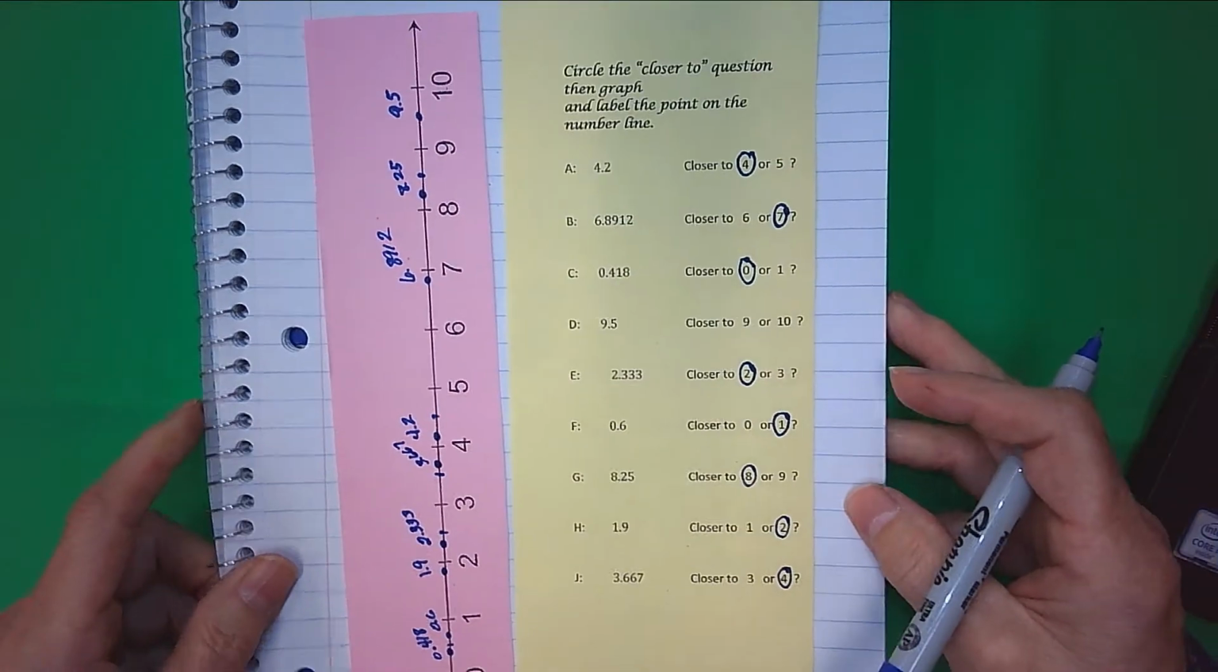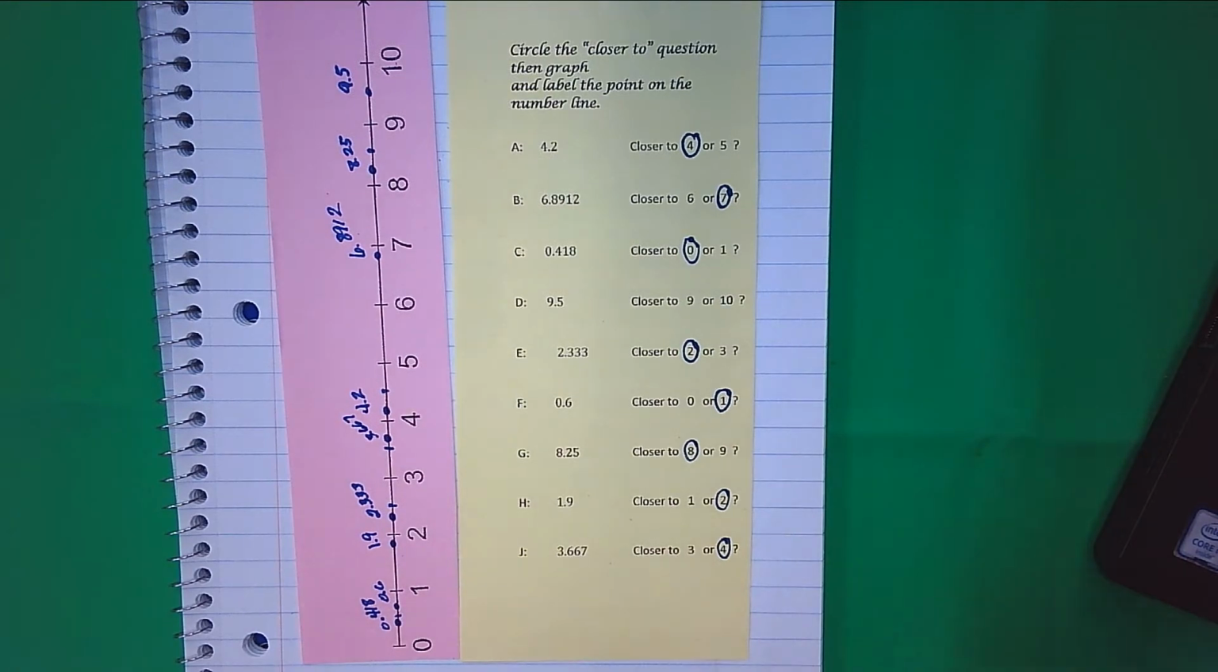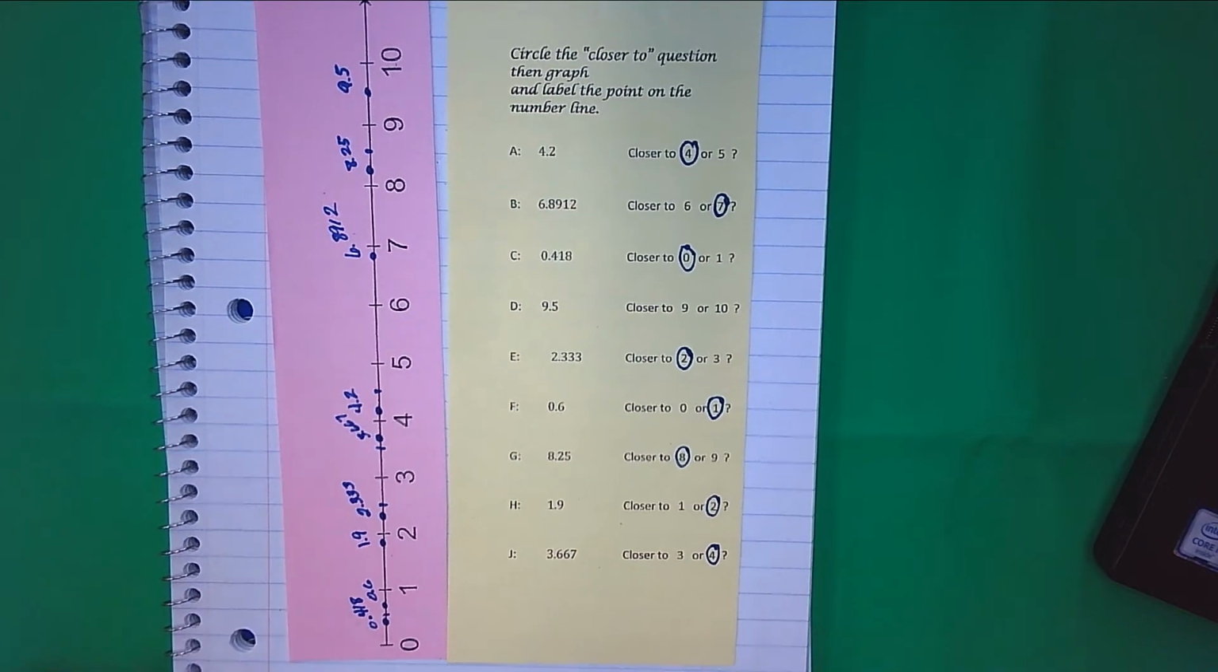And that's how you plot decimal numbers on a number line. So get this finished up for class next time, and then we'll do some activities to practice these. See you in class.